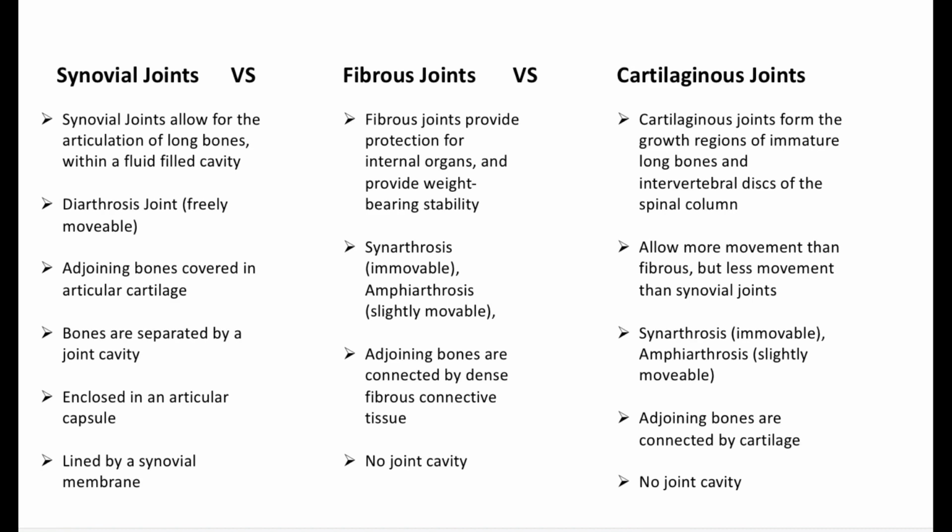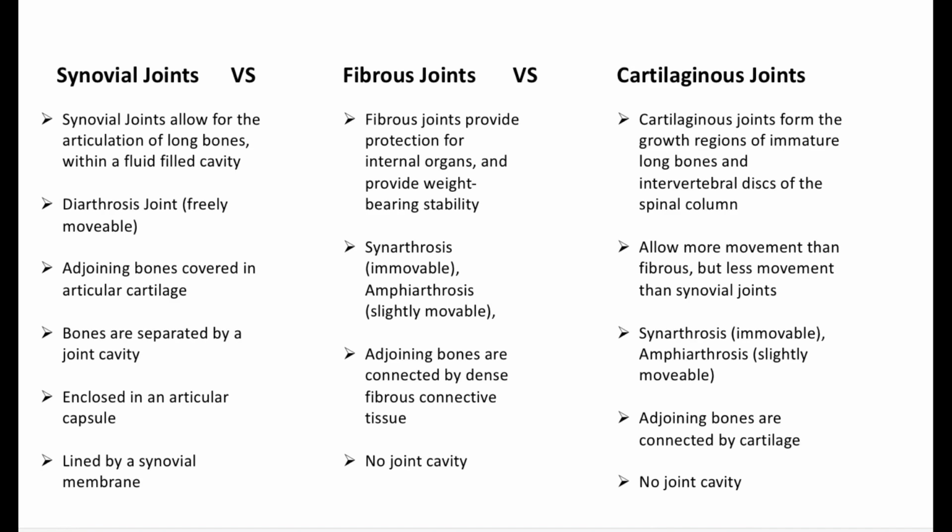Synovial joints allow for the articulation of long bones within a fluid-filled cavity. They are classified as diarthrosis joints, meaning they can move freely. This also means they are weaker. The adjoining bones in synovial joints are covered in articular cartilage. The bones are separated by a joint cavity and enclosed in an articular capsule. The joint is lined by a synovial membrane.